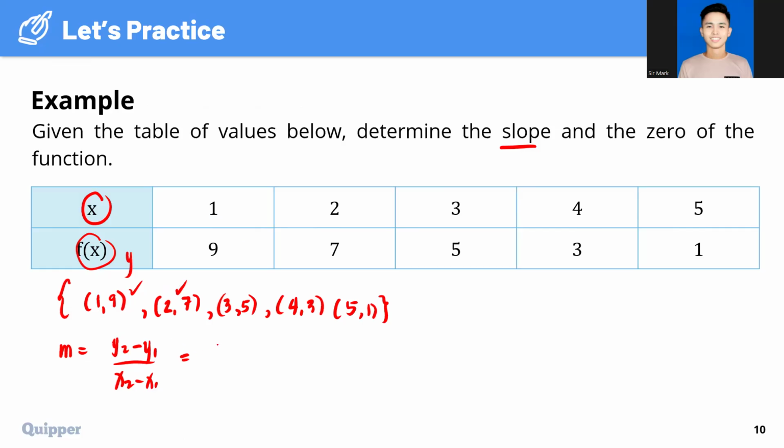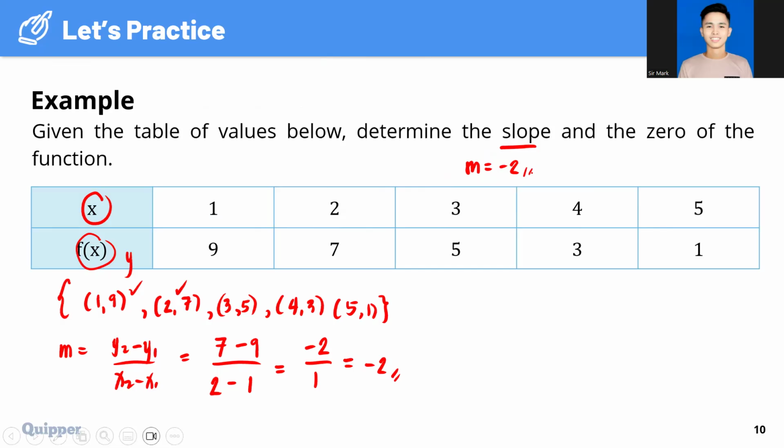So let's do substitution. Our y sub 2 is 7 minus y sub 1 is 9 over x sub 2 is 2 minus x sub 1 is 1. And then let's simplify. 7 minus 9 is negative 2, and 2 minus 1 is 1. Simplifying negative 2 over 1, that's negative 2. Therefore, our slope is -2. So slope equals -2.